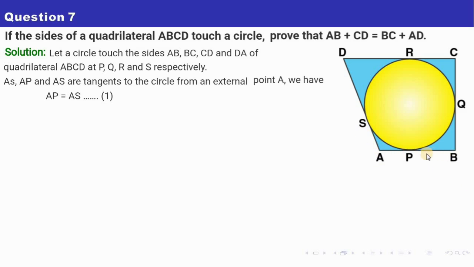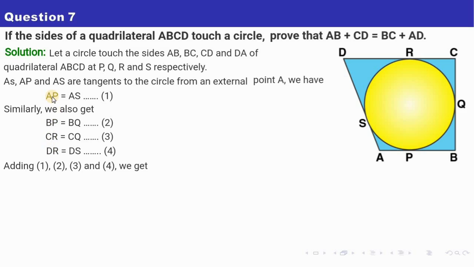Similarly, you can say that BP and BQ are also equal, CQ and CR are also equal, and DR and DS are also equal to each other. So that's why we get these equations. Let me add all of these. On the left hand side we have AP, BP, CR and DR, and on the right hand side we have this. After adding, we do some rearrangement as well. You can see that some rearrangement is done here.